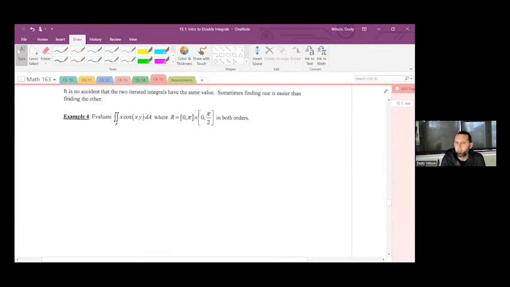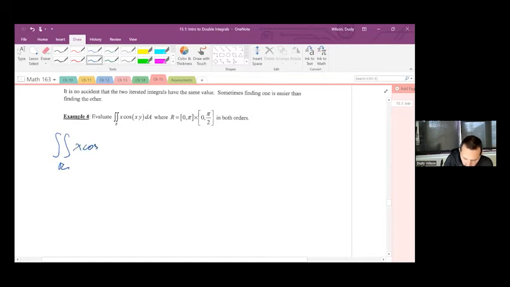So let's evaluate the double integral over the rectangle R of x cosine xy dA, where R is the region from 0 to pi in the x by 0 to pi over 2 in the y. And let's try to evaluate it in both orders, if that's possible. And actually, it might not be super possible. So let's see.